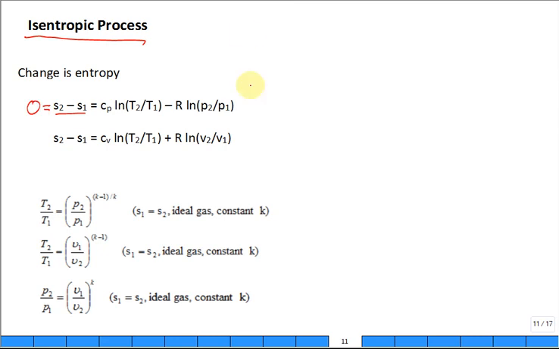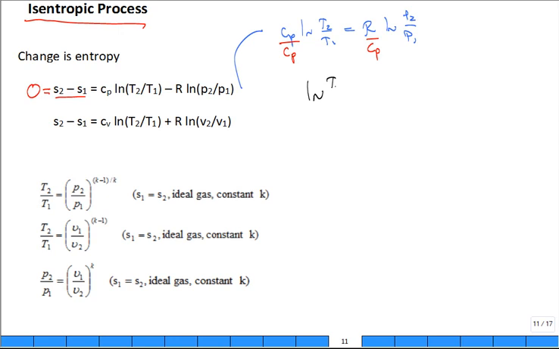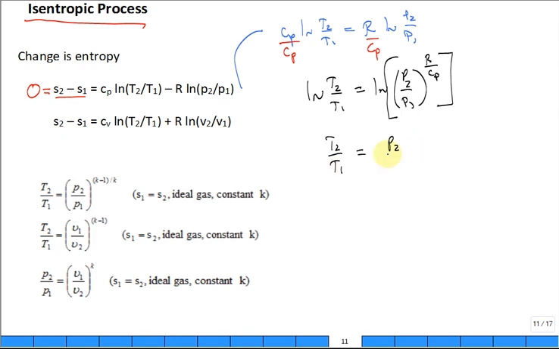So we can take this equation and rewrite it. We can write C sub P natural log of T2 over T1 equal to R natural log of P2 over P1, true? Then we can divide by C sub P, and then we have the natural log of T2 over T1 equal to the natural log of P2 over P1 to the power R over C sub P. Does that all make sense? Those algebraic manipulations? Exponentiate both sides. T2 over T1 is equal to P2 over P1 to the power R over C sub P.